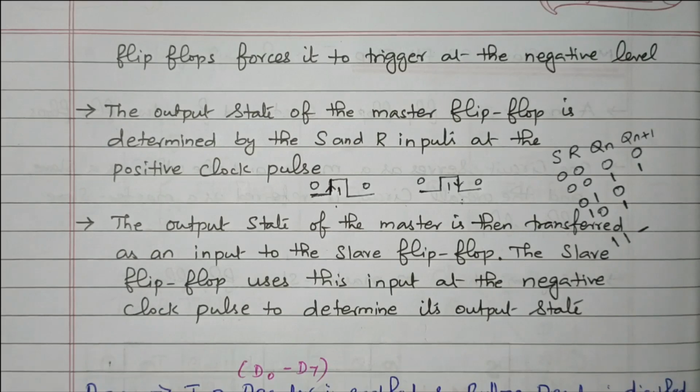So in this video we discussed what is meant by race around condition in flip-flop, followed by the master slave SR flip-flop. Two SR flip-flops are connected in series. Then the clock pulse is given to the first flip-flop, that is the master. The inverted clock pulse is given to the slave. So the master SR flip-flop is triggered at the positive edge. The slave is triggered at the negative edge. And also we discussed the truth table of the SR flip-flop.